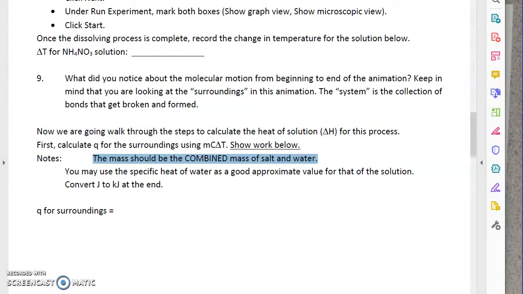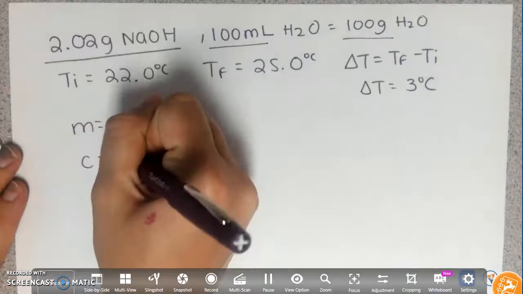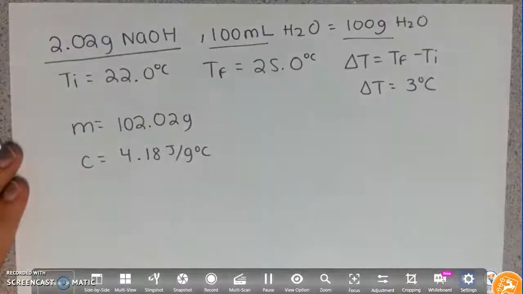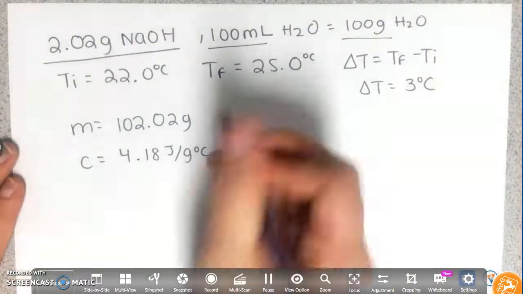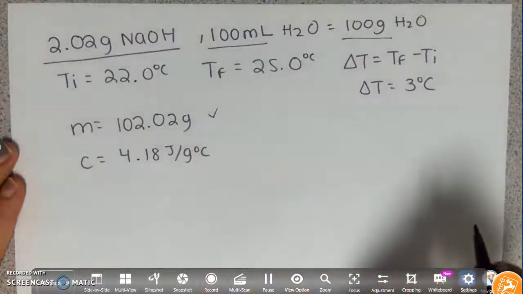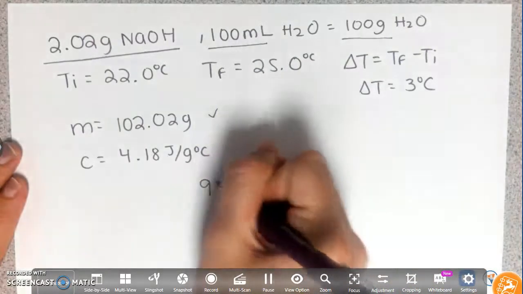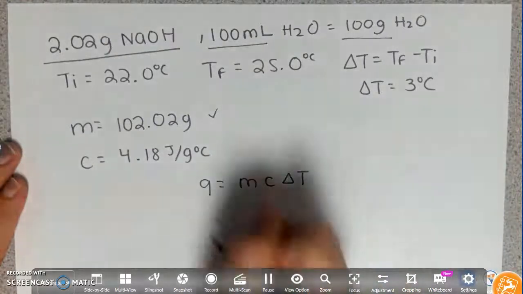So again, as the lab handout told you, when you have an ionic compound in water, you combine them for the mass. And then use the specific heat of water. And I think it told you that in the lab anyway. The specific heat of water is 4.18 joules per gram times degrees Celsius. Okay, and so we found M, check, that was number 8. Number 9, calculate the heat absorbed by the solution. So Q is heat, MC delta T.